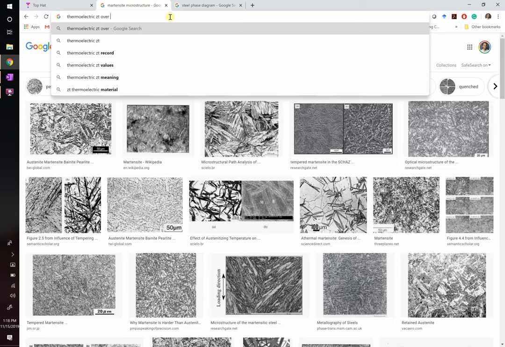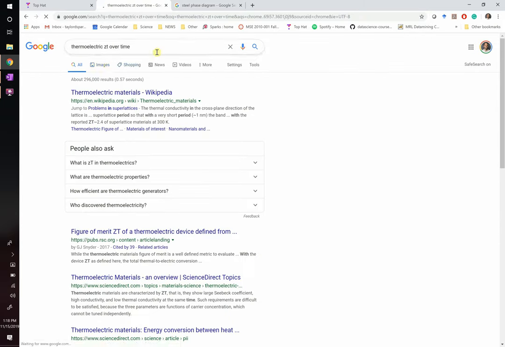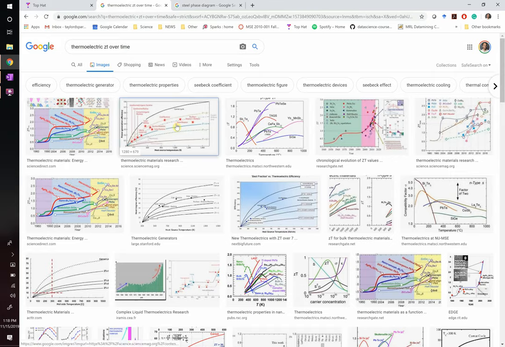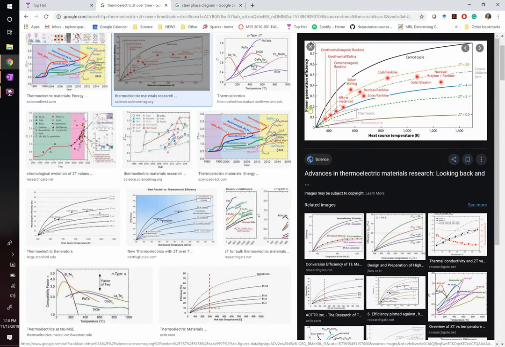Thermoelectric ZT over time. Here's a plot that shows power generation efficiency. So converting waste heat into electricity, this is the efficiency at which you can do that. It's going to depend on the heat source. If you have taken thermal, you've got the Carnot limit, right? Basically as good as you can do, unless you're going to violate the first law of thermodynamics, which we don't do. You can't do better than that black line, which tells you the hotter your engine runs, the more efficient it is. That's one takeaway.